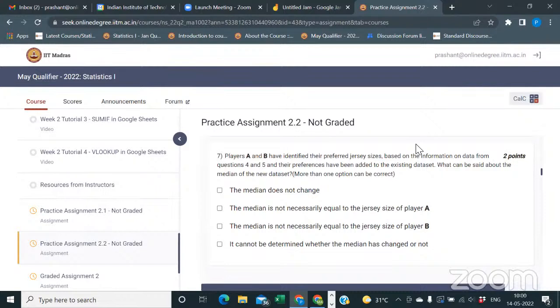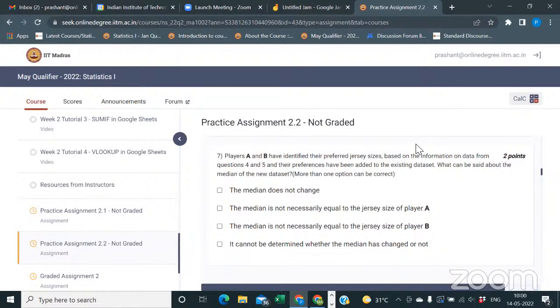How will the median not change, sir, when adding data? I'll explain. See, the 22nd size jersey will be the median size jersey when you have 43 jerseys. Correct, the 22nd will be the median, right? Now, that is the size of B. That's what is said in the previous questions.